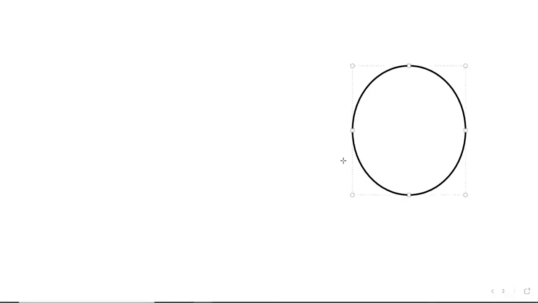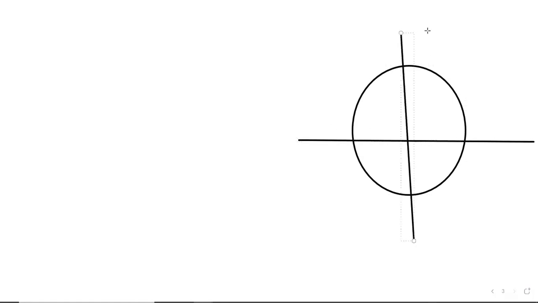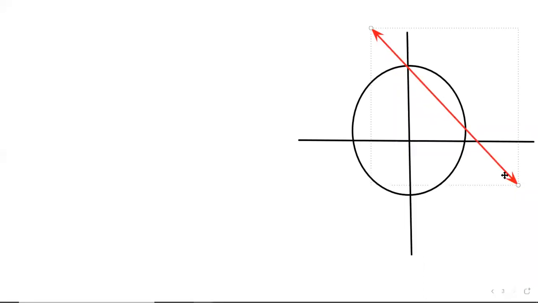Look at this question. Look at this one here. Here it's a circle. Okay? This is the x axis and this is the y axis. And we have a straight line AB here. This is the line AB.